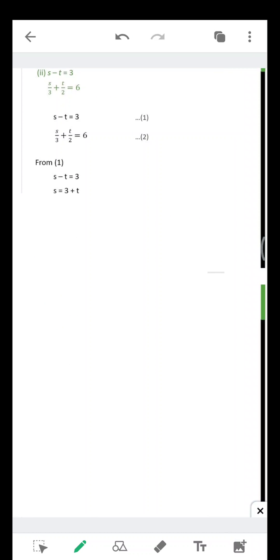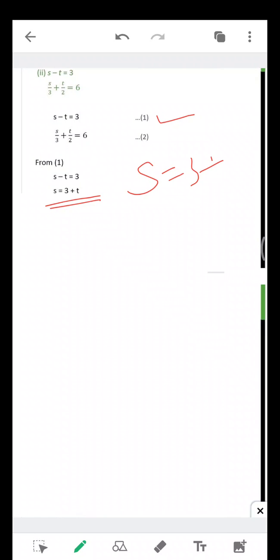Now in this question also, this is the second part of the same question, in which again two equations are given: s minus t is equal to 3 and s by 3 plus t by 2 is equal to 6. So here also I am taking equation number 1, s minus t is equal to 3, and from there I am finding s is equal to 3 plus t. From equation 1 I have taken the s value.